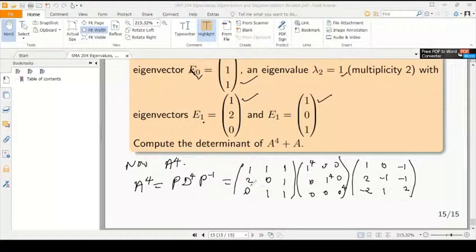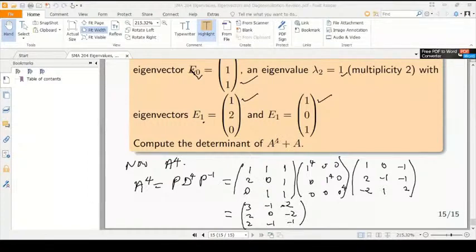So this gives you A raised to 4. When you multiply this matrix by that, and then multiply the result by the next matrix, you get this answer to be 3, 2, 2, negative 1, 0, negative 1, and then 2, negative 2. This is also negative 2 here. So this is A raised to 4.